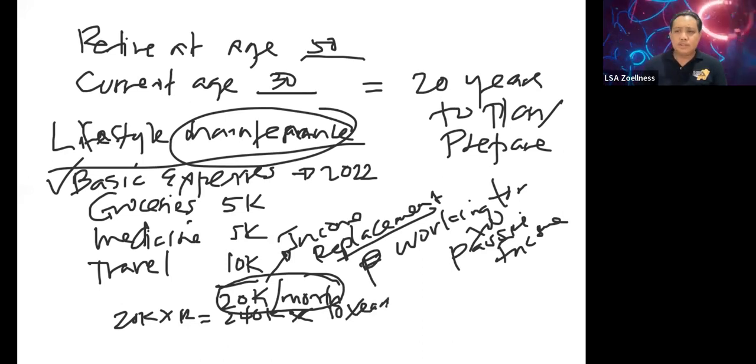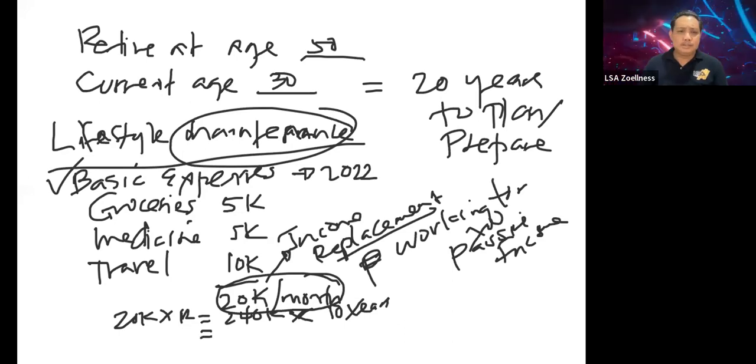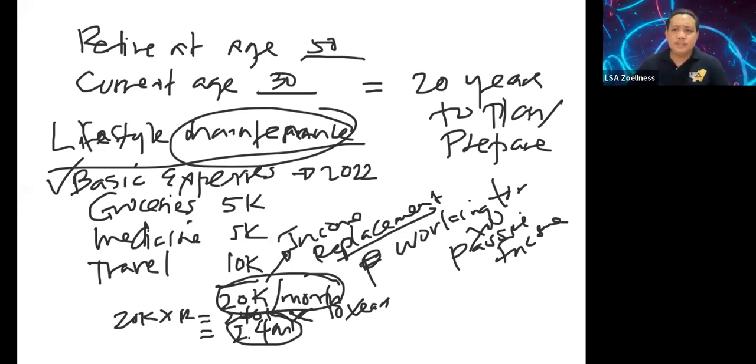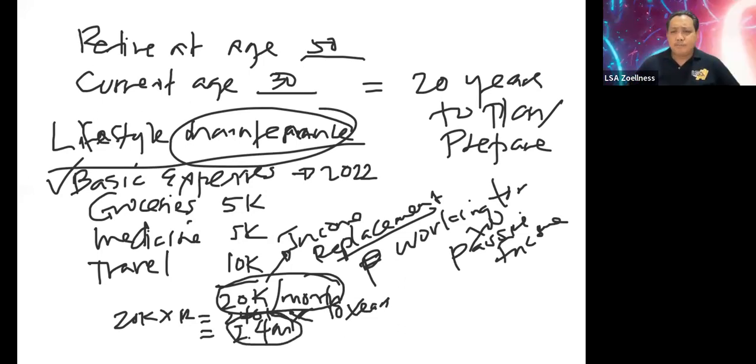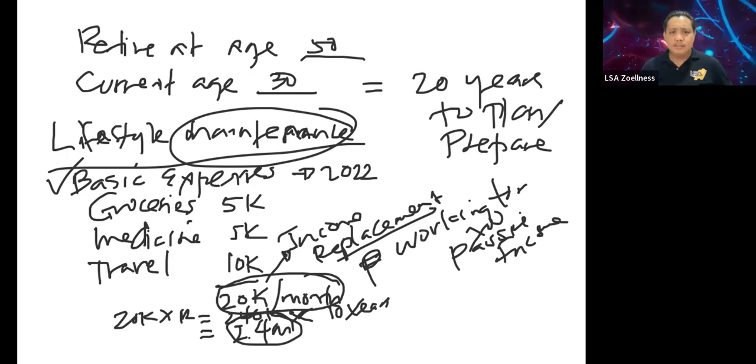10 years of what you are earning right now, or 10 years of your total expenses. So meaning that's 2.4 million. Question is, do we have 2.4 million right now if you retire today? Okay, so if you retire today, then you can retire.